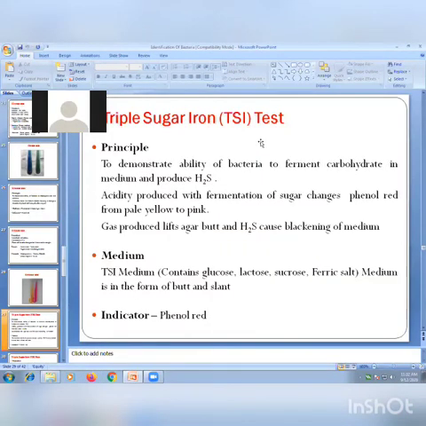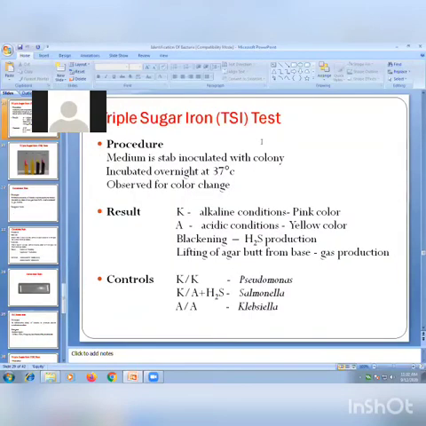So TSI medium consists of glucose, lactose, sucrose and ferric salt. So these three sugars plus ferric salt are present. The medium is in the form of butt and slant, and the indicator phenol red is present. Procedure: the medium is stabbed, inoculated with the colony, incubated overnight and observed for the result.